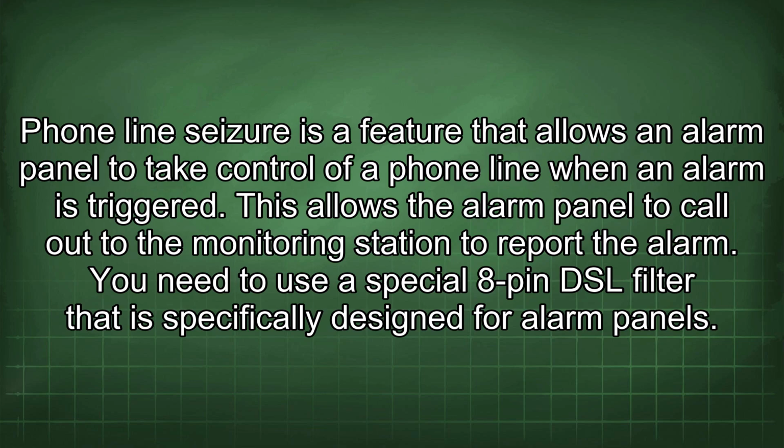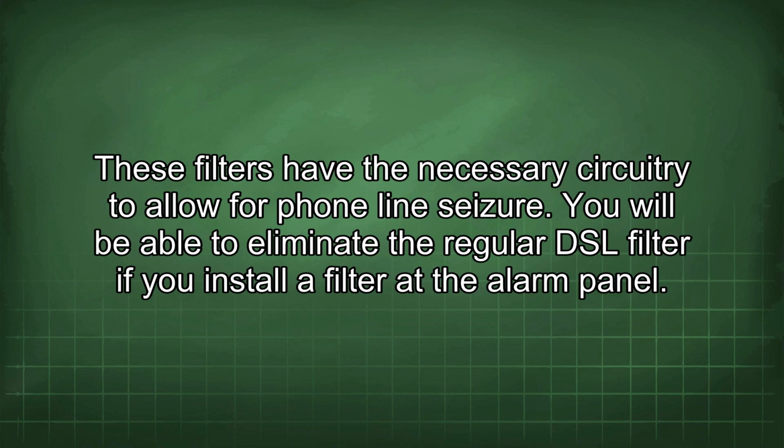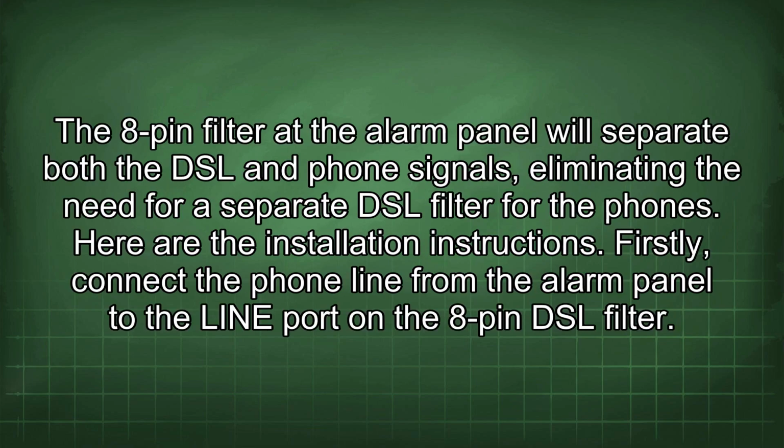You need to use a special 8-pin DSL filter that is specifically designed for alarm panels. These filters have the necessary circuitry to allow for phone line seizure. You will be able to eliminate the regular DSL filter if you install a filter at the alarm panel. The 8-pin filter at the alarm panel will separate both the DSL and phone signals, eliminating the need for a separate DSL filter for the phones.